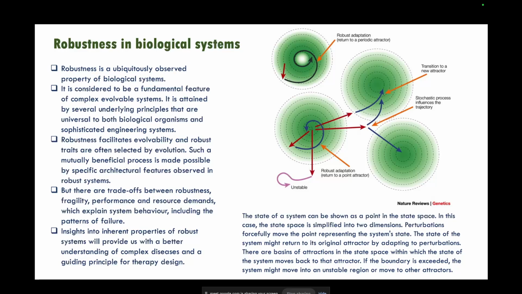Depending on the nature of the system, going back to its original steady state is what is known as robustness, right? And this robustness facilitates evolvability, and robust states are often selected by evolution. Such a mutually beneficial process is made possible by specific architectural features observed in robust systems, right? We are coming to that only. The architectural features observed in robust systems.